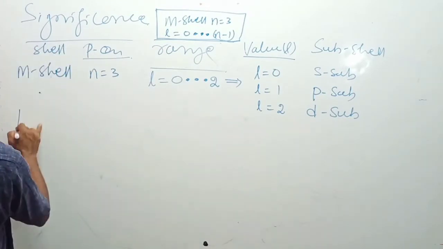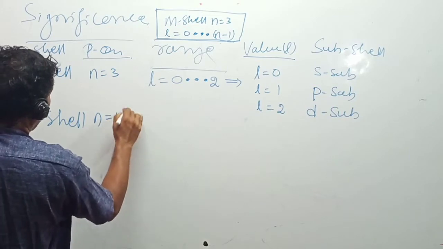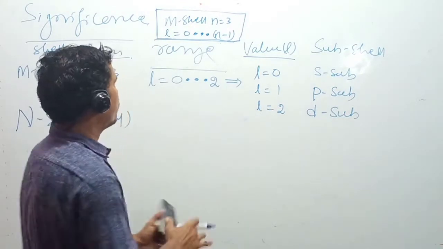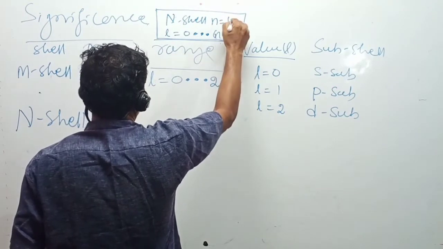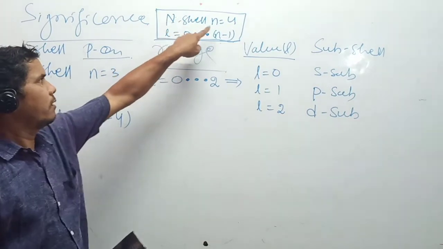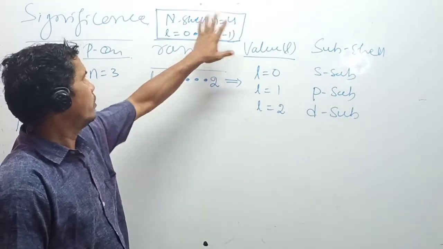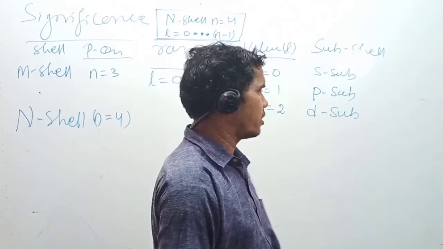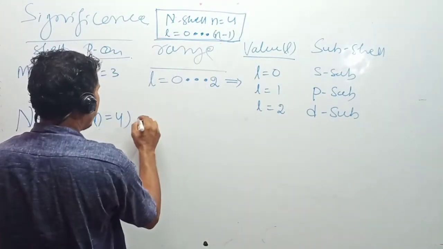Let us come to another cell, where the principal quantum number n equal to 4. Same as before, the room where you are sitting is the n cell with n equal to 4, and L ranges from this. We have to find out how many subcells are present within the room. So by putting 4, we will get the value of L.